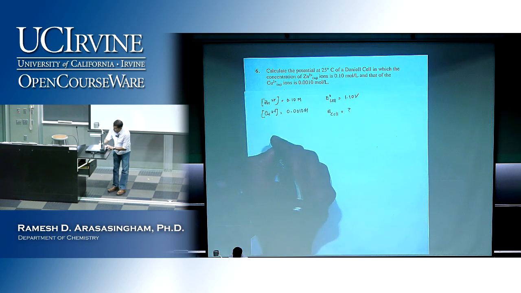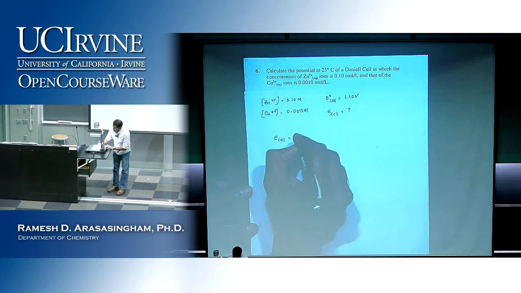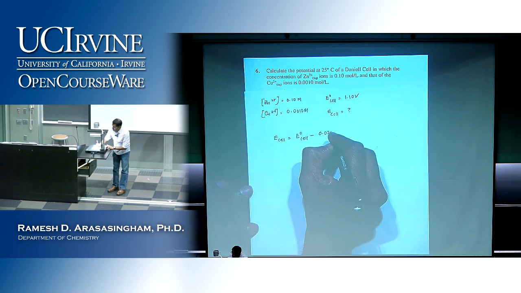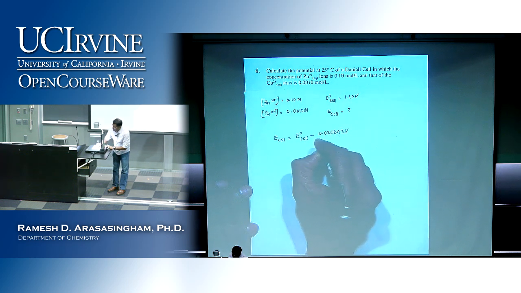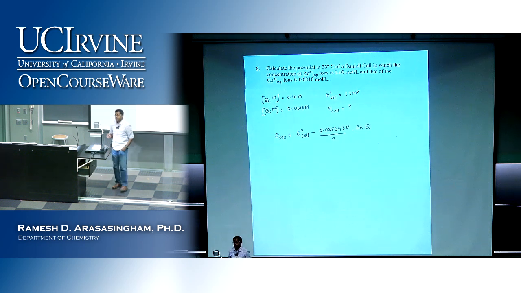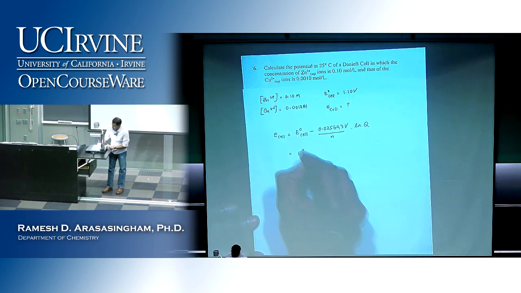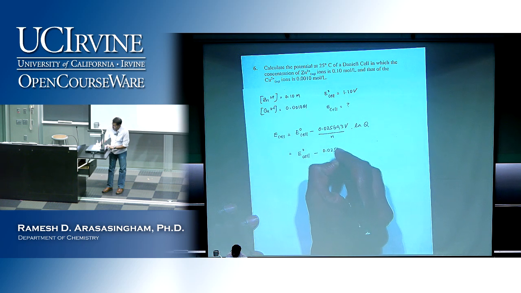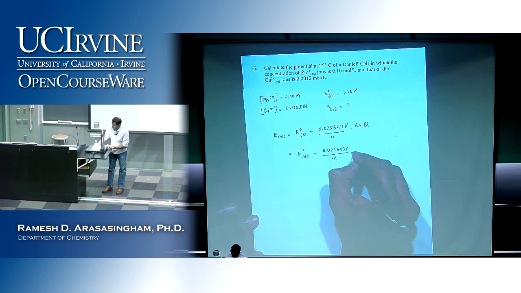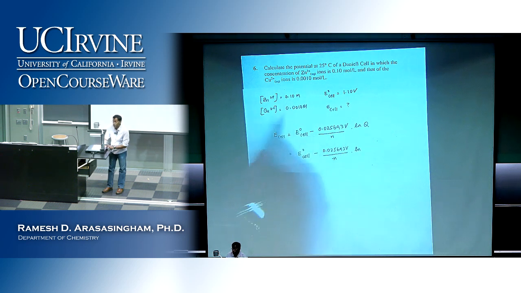And so we know that E cell equals E naught cell minus 0.025693 volts divided by n times ln Q. All right? Which is E naught cell minus 0.025693 volts divided by n. And we know ln Q involves the concentrations of the reactants and products.